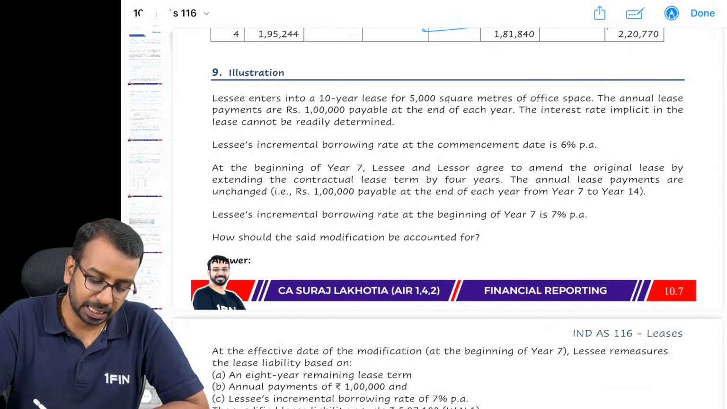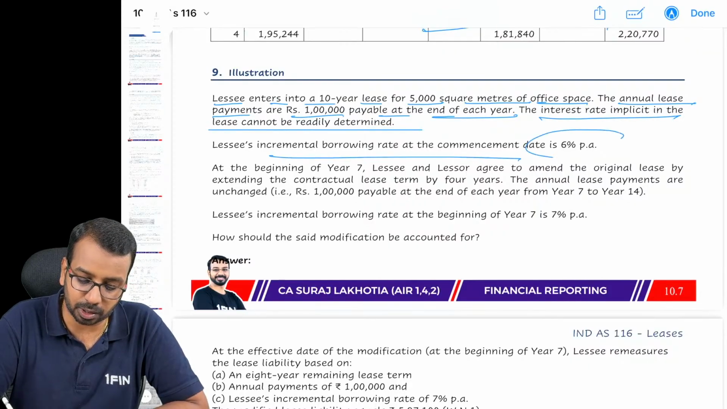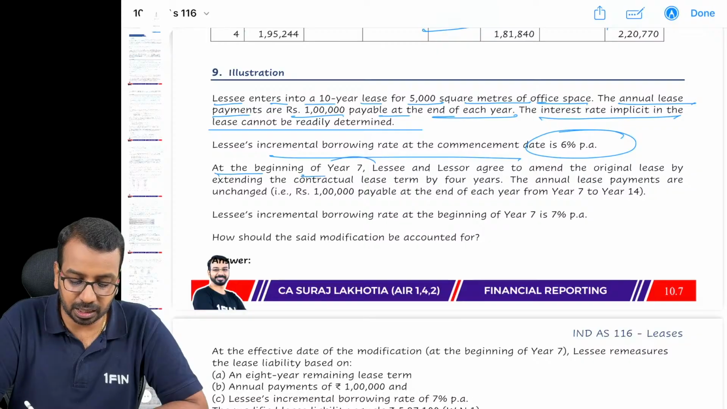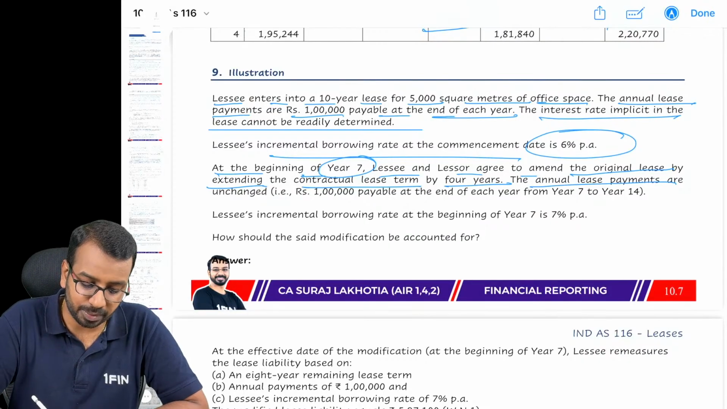Next one, lessee enters into a 10-year lease for 5,000 square meters of office space. The annual lease payments are 1 lakh payable at the end of each year. Interest rate implicit cannot be determined, so we'll use the incremental borrowing rate 6%. At the beginning of year 7, lessee and lessor agree to amend the original lease by extending the contractual term by 4 years. Term has increased. The annual lease payments are unchanged.